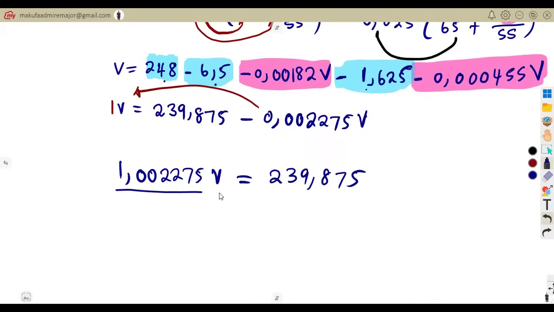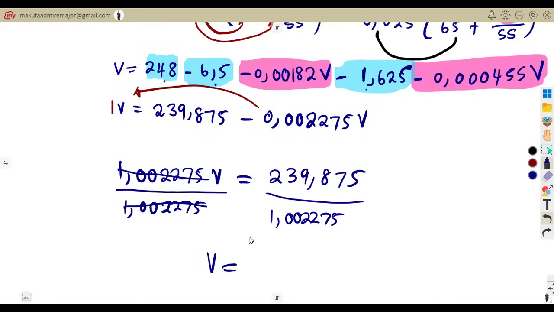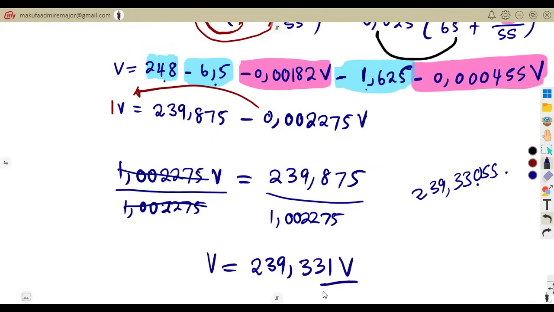So what are you going to do? Definitely divide by this 1.002275. By doing this, you are going to obtain your terminal voltage, which is our V, and that was going to be 239.33052, whatever that you have. So it's going to be 331 there. So it's 239.331 volts. The terminal voltage.